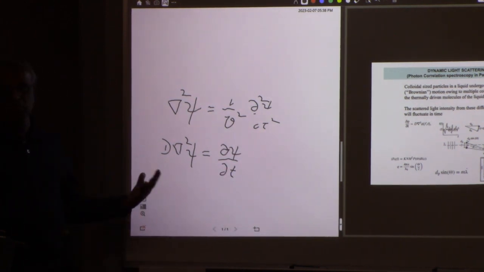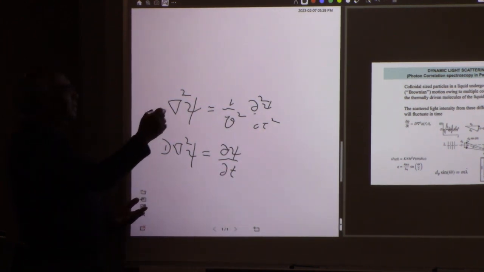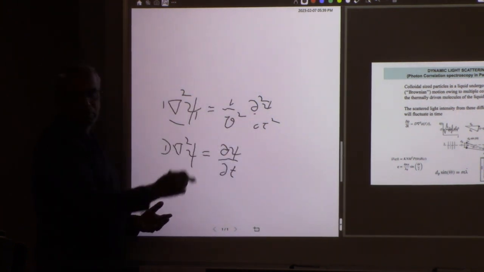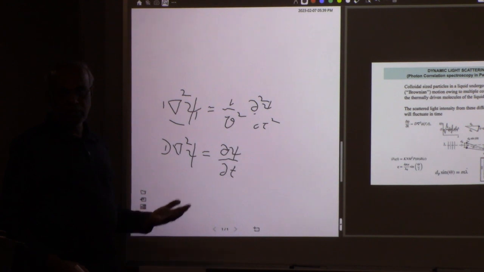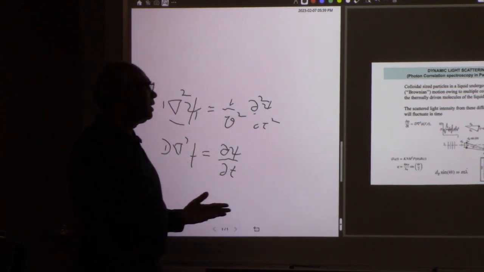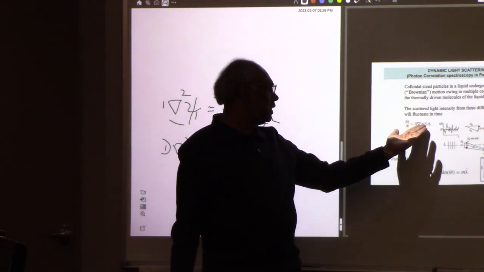Diffusion. That's a diffusion equation, right? So here they both are second order. So here second order and first order. This is a diffusion equation, right? These two everybody should know. So this is basically happening, this diffusion equation.